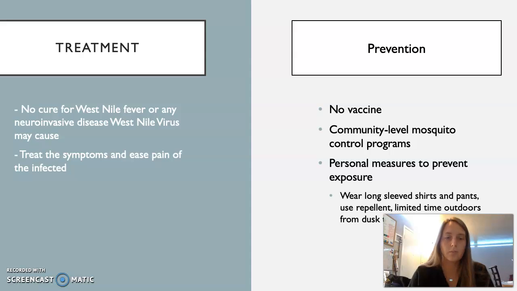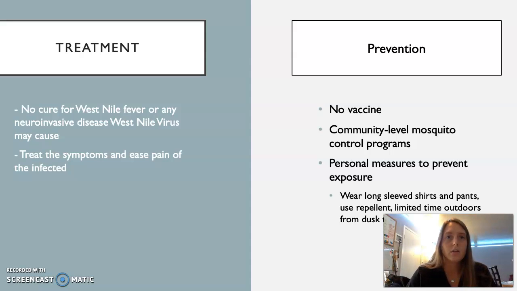So, like I said earlier, you could be hospitalized. You might have to be on some sort of respiratory help. Some of the diseases it can develop can swell your lymph nodes and close off your lungs, so you might be on a respirator. For the prevention, there's no vaccine. The CDC recommends community level mosquito control programs.